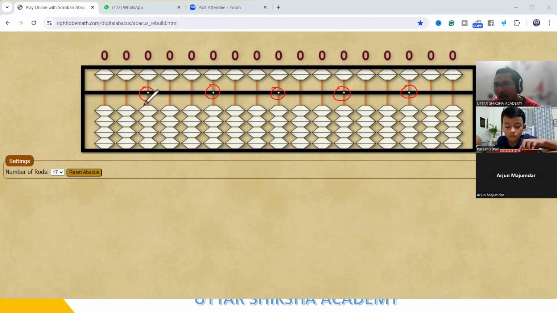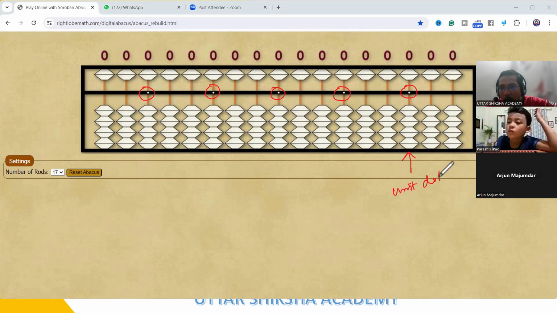Okay. So later in your senior class, in your school, you will learn the place value, like unit place, tens place, hundred place. So the same thing you will find here also. So this is the unit dot. This rod is the unit dot rod. Here you can see one white color dot. So that's why it is a unit dot.